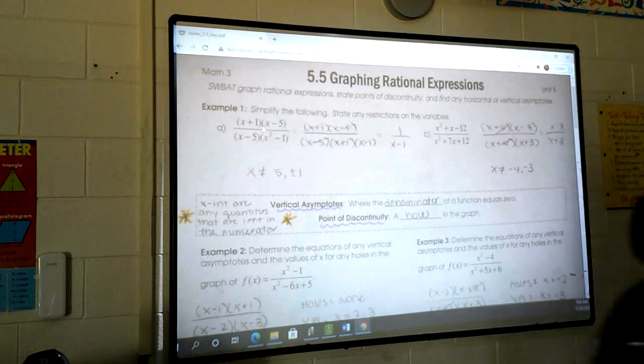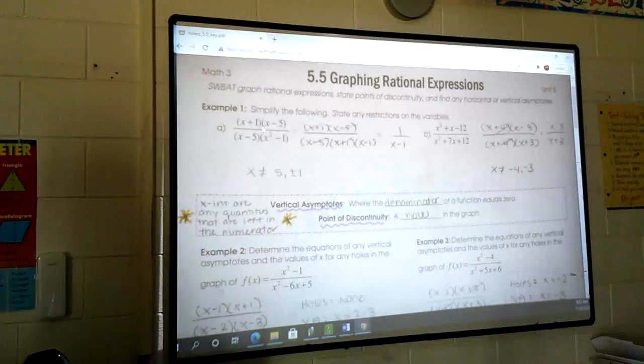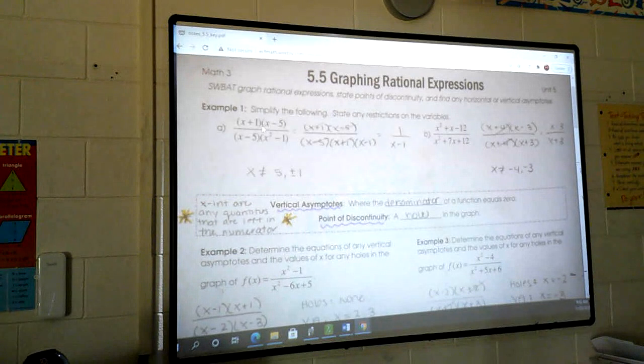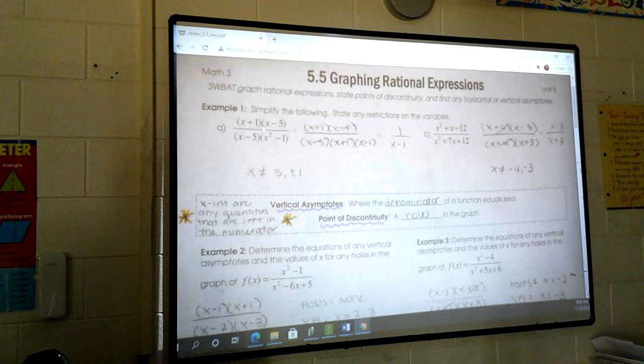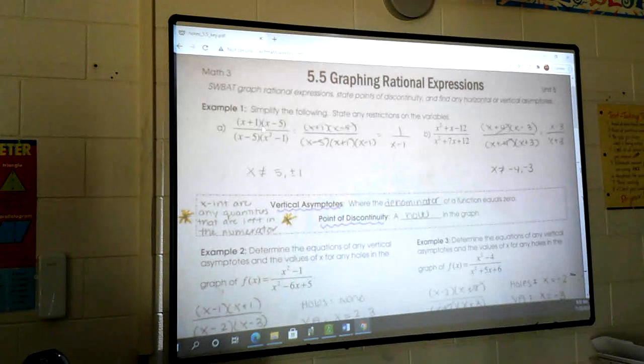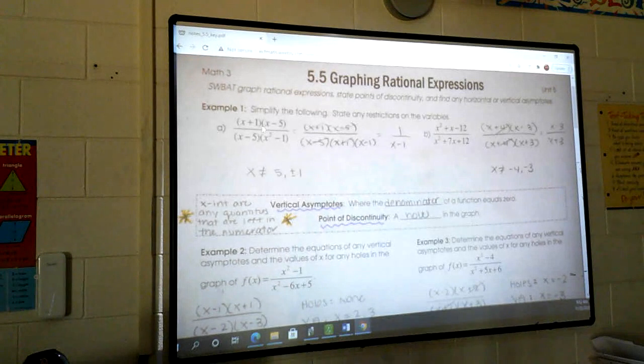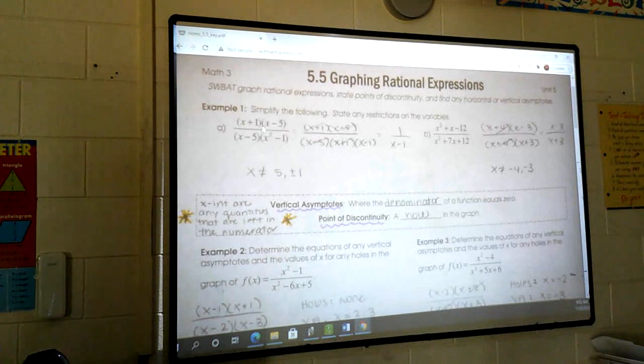All right, so the next thing is the vocabulary you need to know. First thing is called a vertical asymptote. Okay, a vertical asymptote is where the denominator of a function equals 0. So basically exactly what I was just telling you about. Where the denominator of a function equals 0, that is called a vertical asymptote. And you're going to see that on the graph. What it looks like is it's basically reaching a point, but it stops at that point.